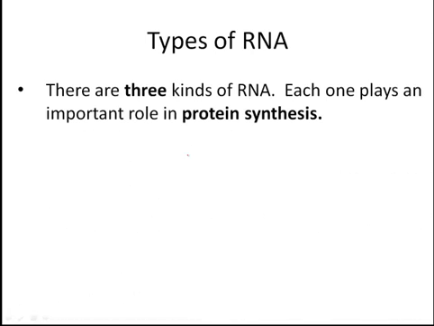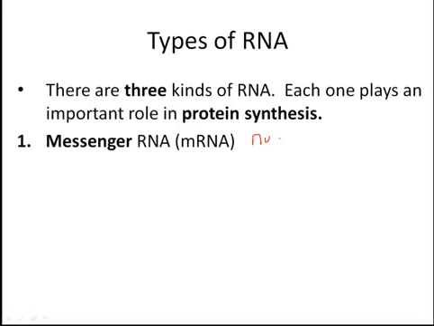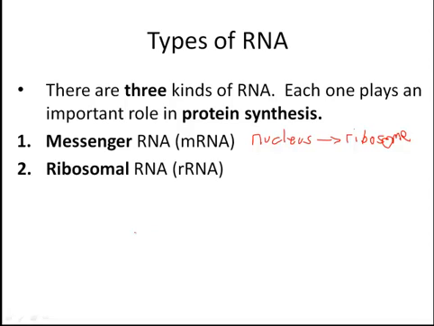There are 3 types of RNA that all have important roles in the process of protein synthesis. The first is called messenger RNA, or mRNA, and that's the one that's going to take the message from the nucleus, the DNA in the nucleus, takes that information and brings it to the ribosome. Okay, so that message goes from the nucleus out to the ribosome.